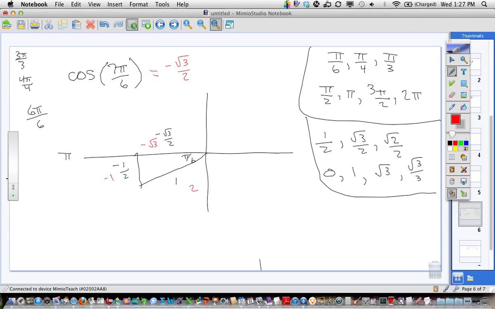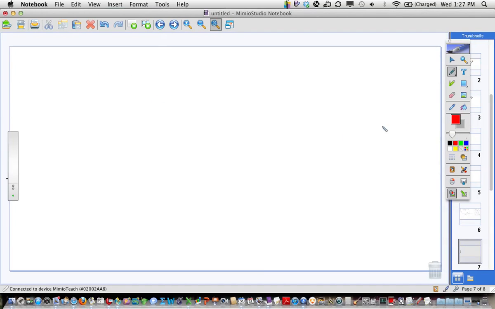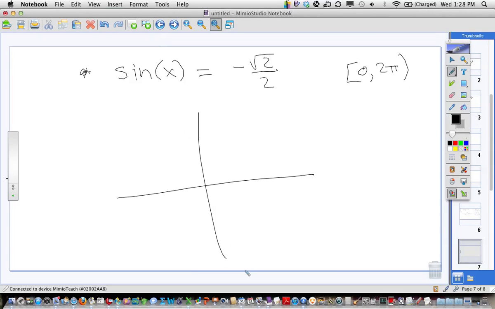We need to be able to do this. We need to be able to answer this question. Where does sine x equal negative root 2/2? Where does sine x equal negative root 2/2? And we'll just look from 0 to 2 pi. Okay? Well, maybe you've got that just memorized. It wouldn't be thirds, I don't think. It's got to be pi fourths.